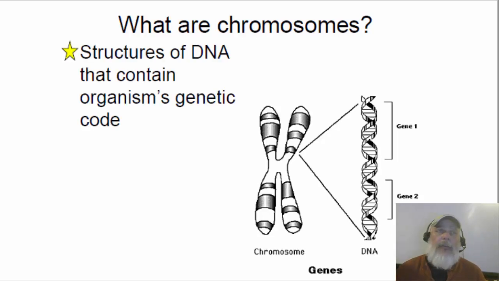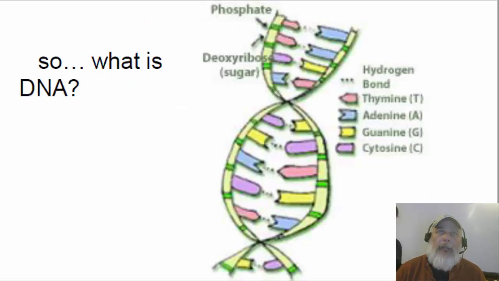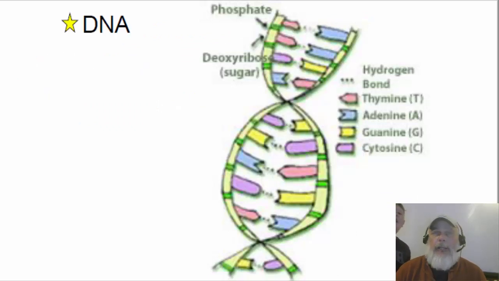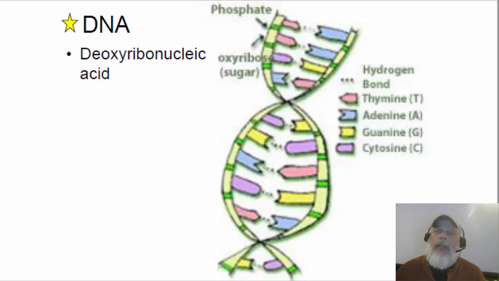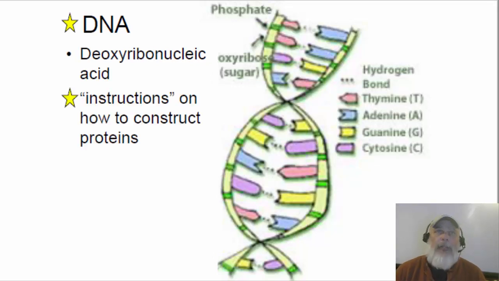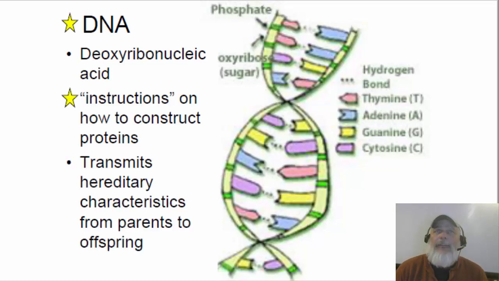And of course, we have a definition. So let's go ahead and write that definition down. Chromosomes are structures of DNA that contain an organism's genetic code. And moving on to the next would be DNA. What is DNA? Well, DNA stands for deoxyribonucleic acid. You do not necessarily need to memorize that. And that deoxyribonucleic acid, or DNA, are instructions on how to construct proteins. The hereditary information is passed along to you from your parents.